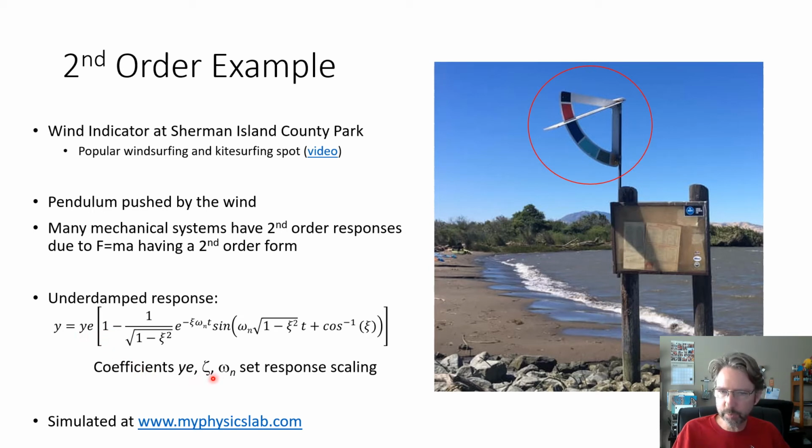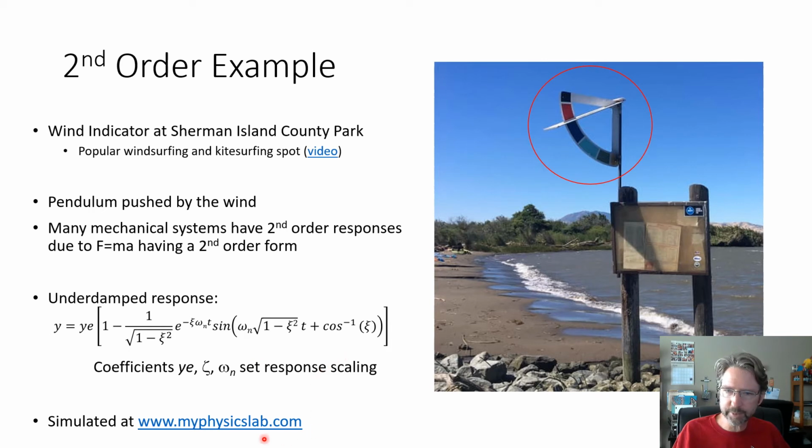So it's 2 parameters in the second order system. First order we need 1 parameter, second order 2. So zeta, the damping ratio, and omega n, the undamped natural frequency, are the determining factors in here.